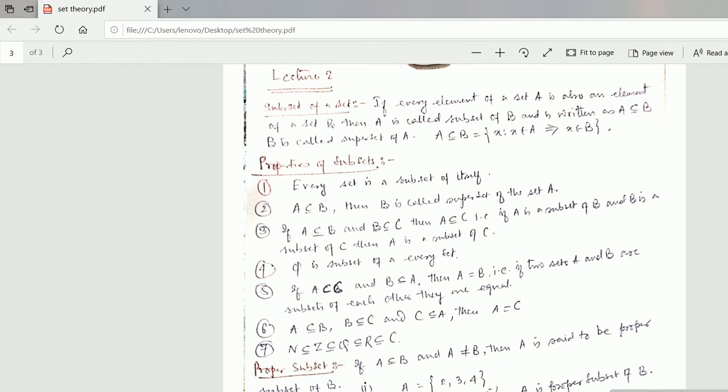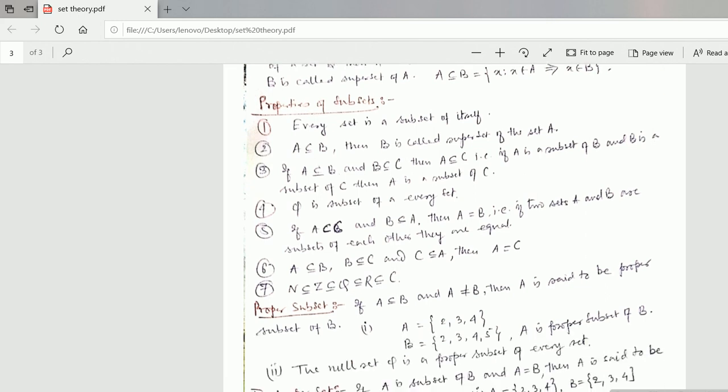See the properties of subsets. Some properties of subsets are as follows. First one is, every set is a subset of itself. This is very true. Second, if A is a subset of B, then B is called the superset of the set A, as I told you here. Third, if A is a subset of B and B is a subset of C, then A is a subset of C. That means A ⊆ B and B ⊆ C implies A ⊆ C.